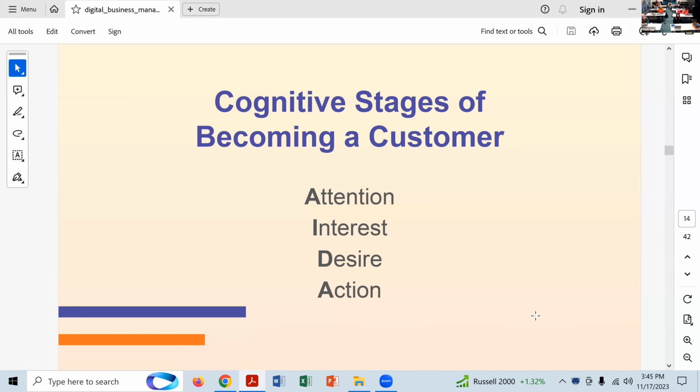Okay, so the cognitive stages of becoming a customer: attention, interest, desire, action. You have to get somebody's attention first, so that they can even discover whether they're interested. And if they're interested enough to learn more, they might learn that they desire it. And if they get their questions answered, they'll act.